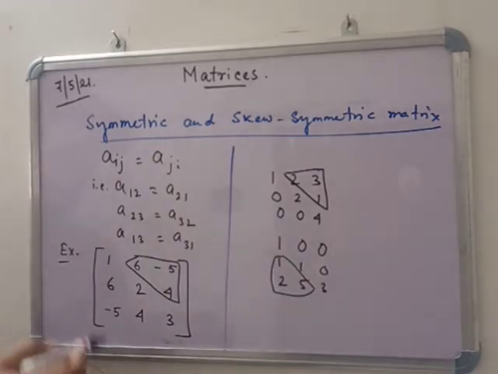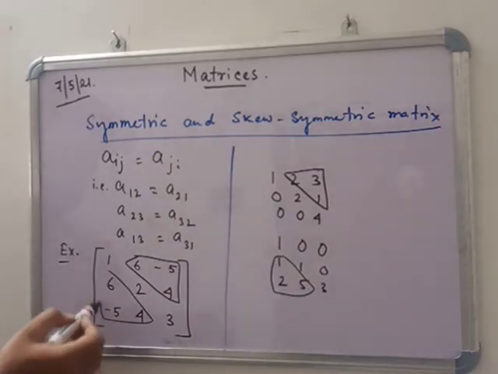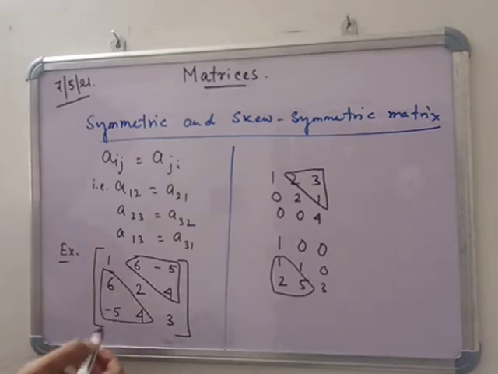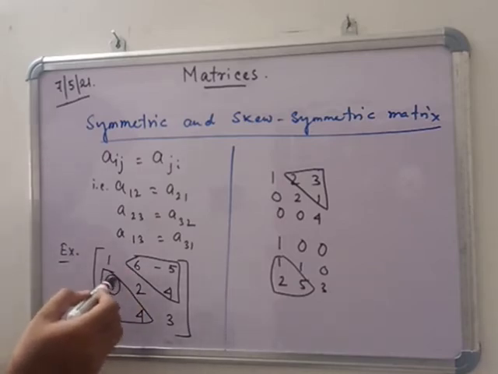So check these two only here, which have the same values. See that 6 is A21 and this is A12. This is equal.